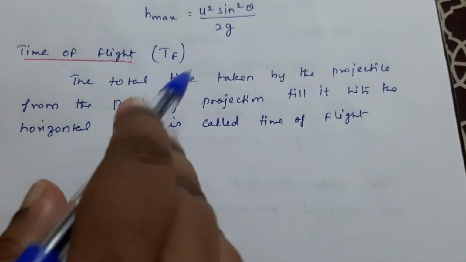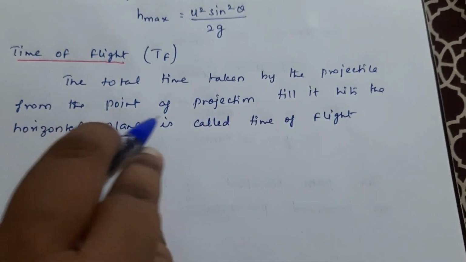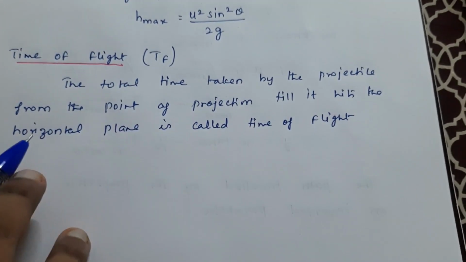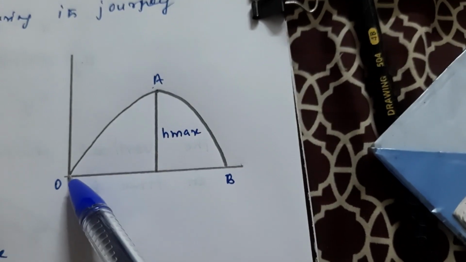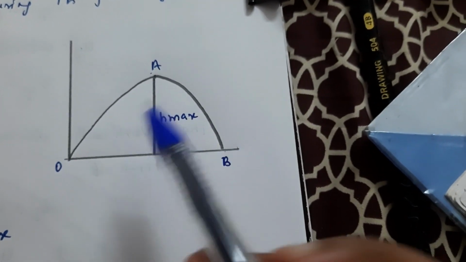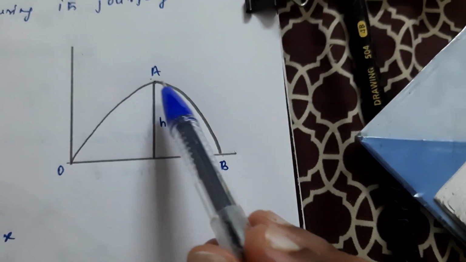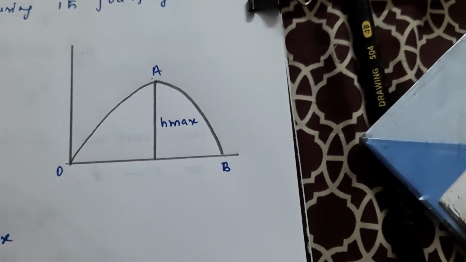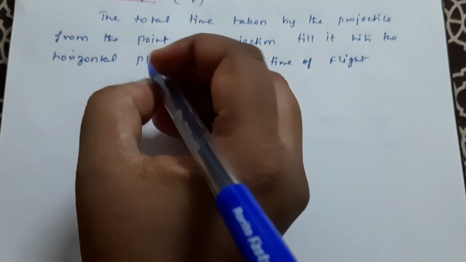Time of flight, Tf. The total time taken by the projectile from the point of projection till it hits the horizontal plane is called what? Time of flight. So from this point to reach this point, it is traveling the path of OAB. So the time taken to travel the path of OAB is called the time of flight. Now how to find out the time of flight?